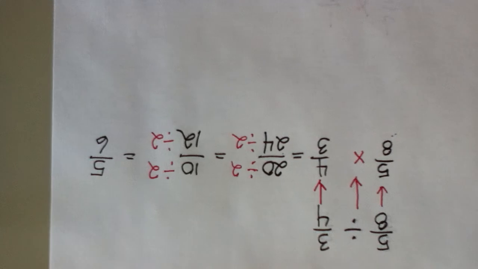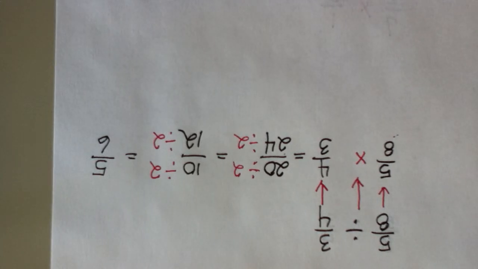And I look at that. Is there any number that both 5 and 6 can be divided by? No, 5 and 6 have nothing in common. So my final answer is 5/6.